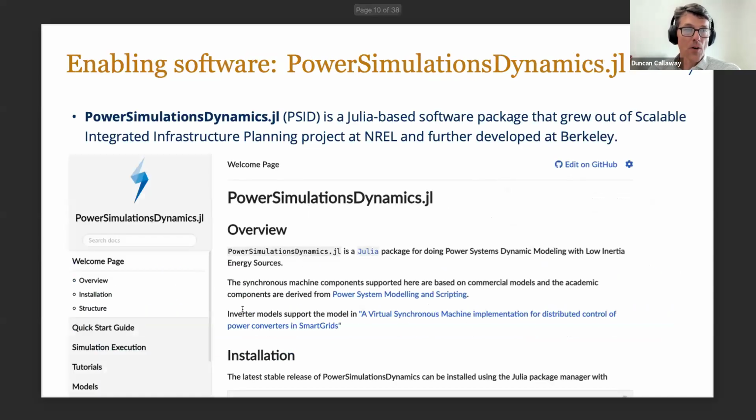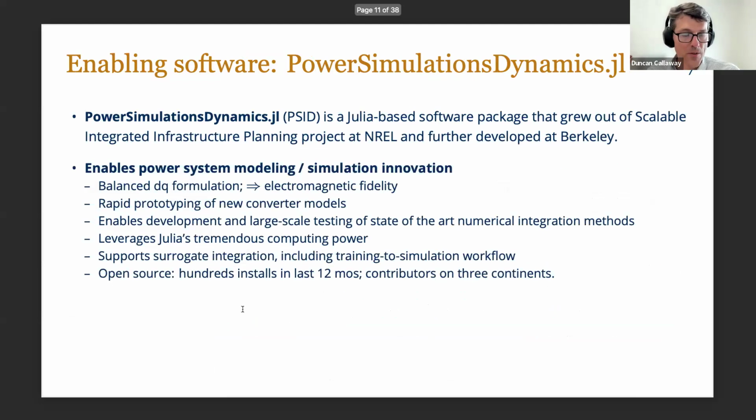Okay, so this enabling software that I've mentioned a couple of times before, PowerSimulationsDynamics.jl, or PSID, is a Julia-based software package that grew out of the SIP, or Scalable Integrated Infrastructure Planning project at NREL. And it was further developed at Berkeley, specifically by Jose Daniel Lara and Rodrigo Henriquez, who were my PhD students that also contributed to the NREL project. This is a fully open source simulation tool that enables modeling, and the way we like to frame it is that it enables modeling and simulation innovation.